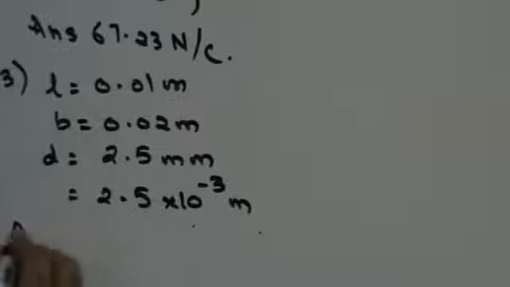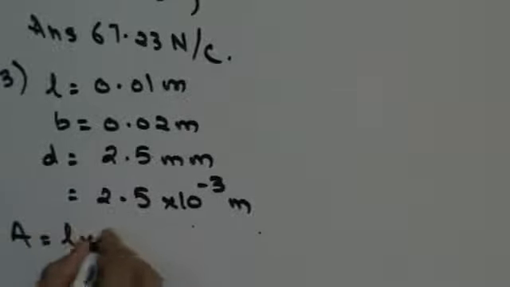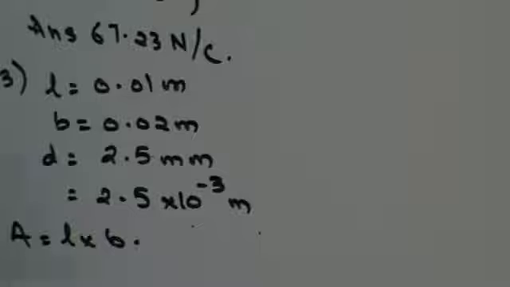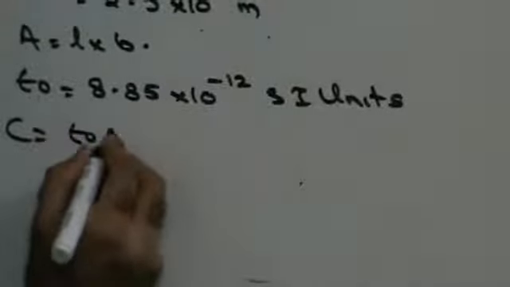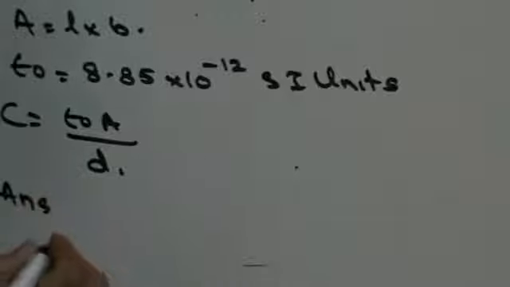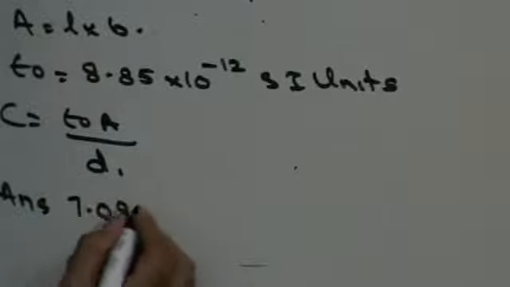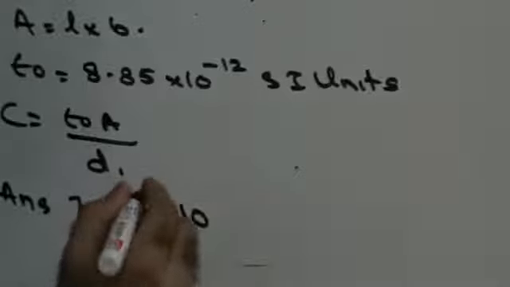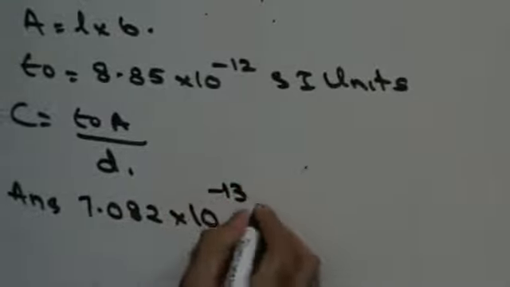Now, I can say that area of the plate is nothing but length into breadth. They've given you the length, they've given you breadth. We know that epsilon 0 is 8.85 into 10 raised to minus 12 SI units. We had derived that capacitance is nothing but epsilon 0 A upon D. I know the distance between the plates and the area of the plates, so I should be able to get the answer. The answer for this should be 7.082 into 10 raised to minus 13 farad. Next, take down the next one please.